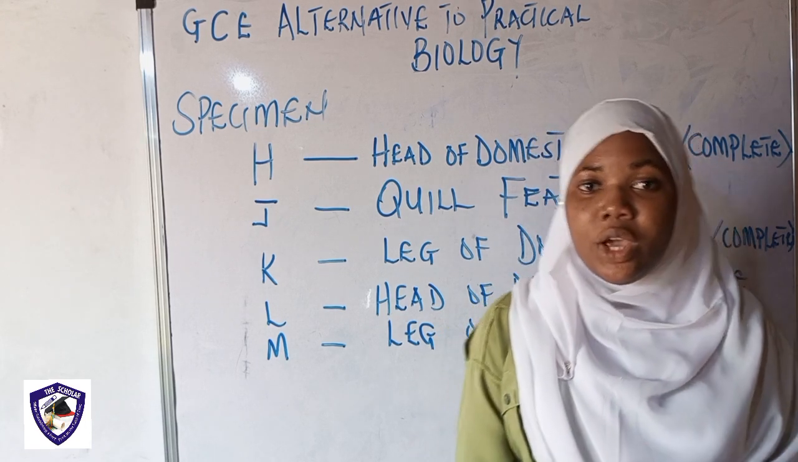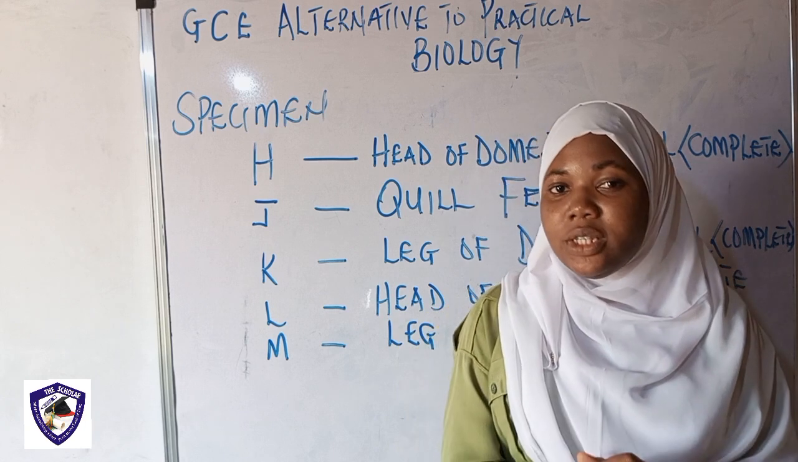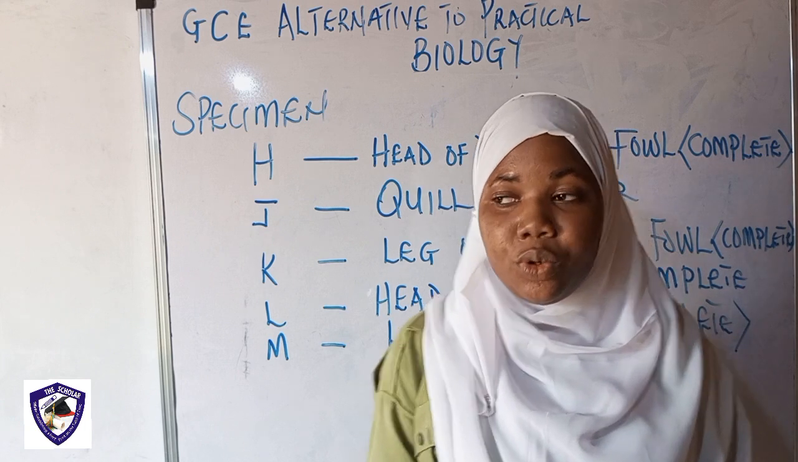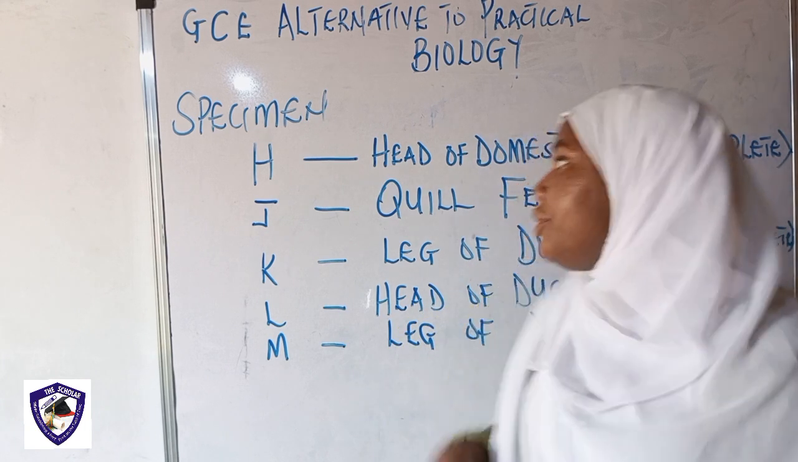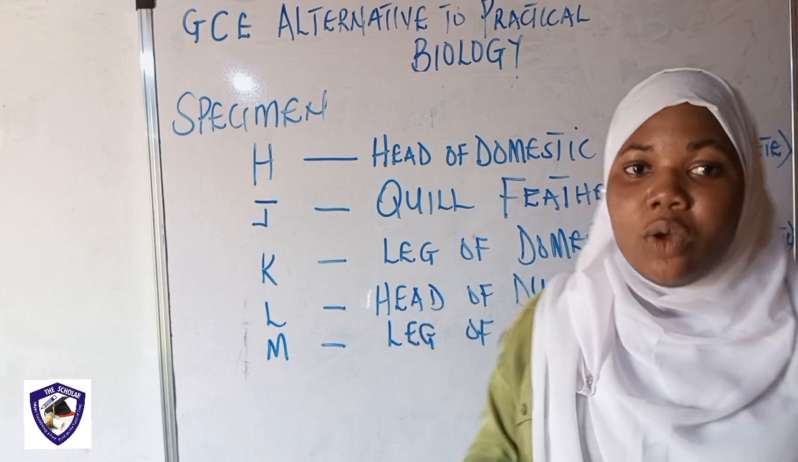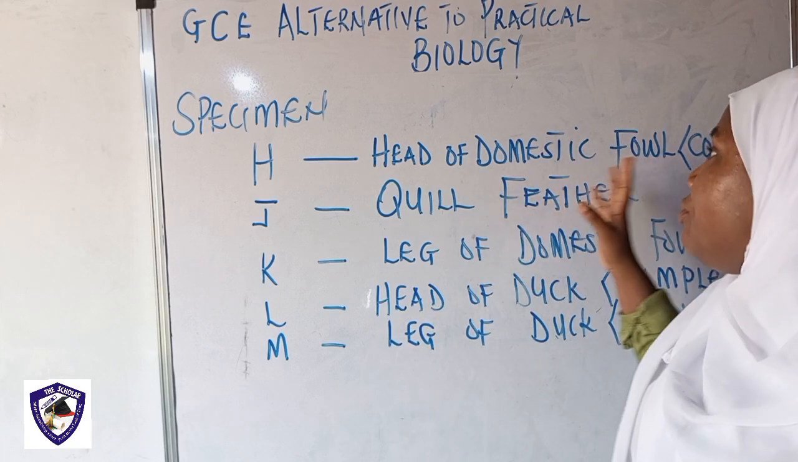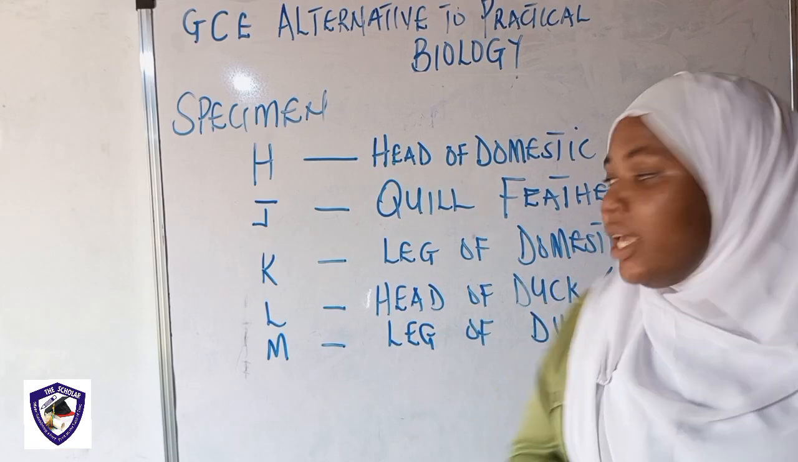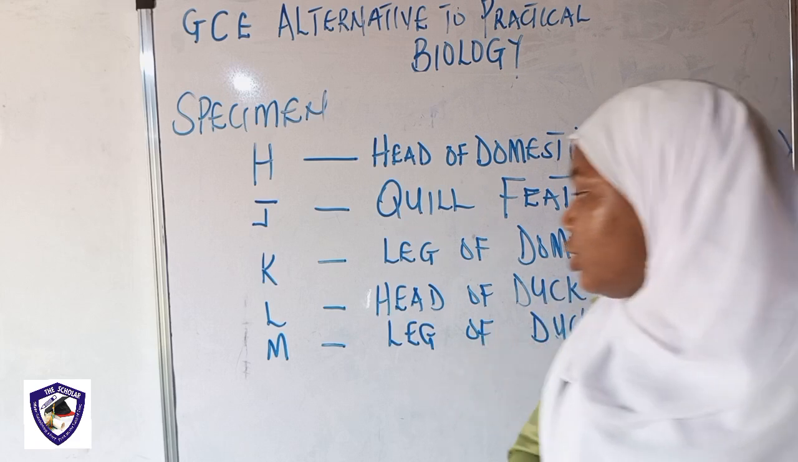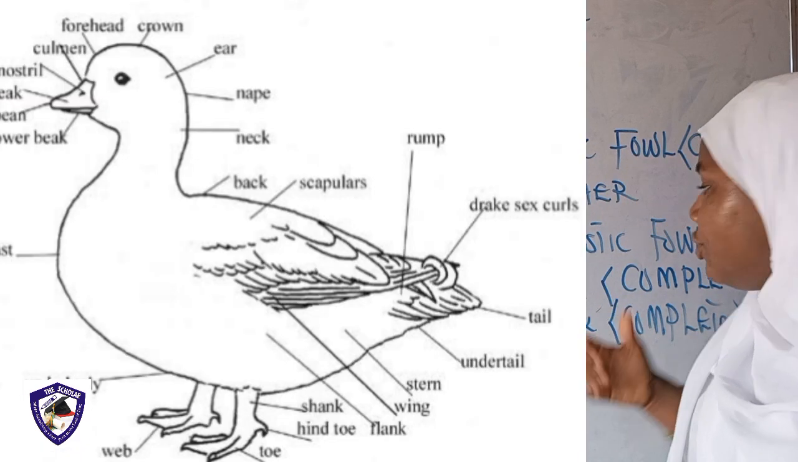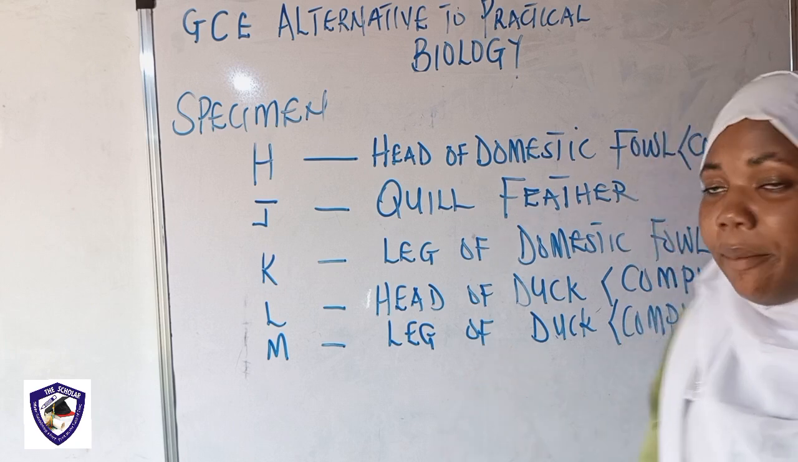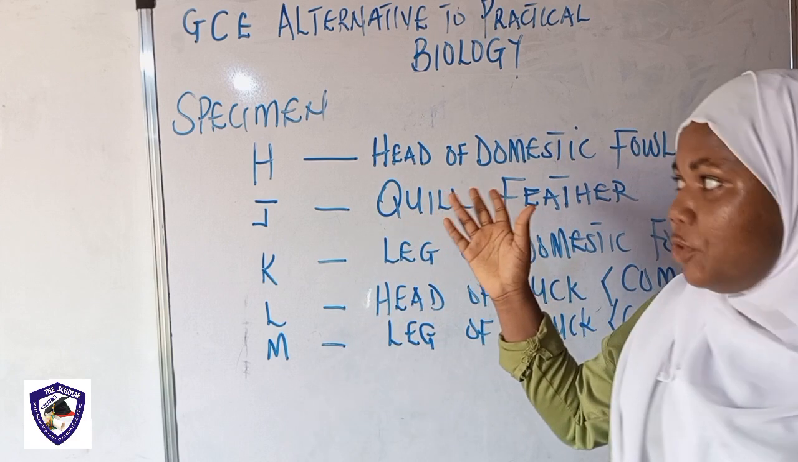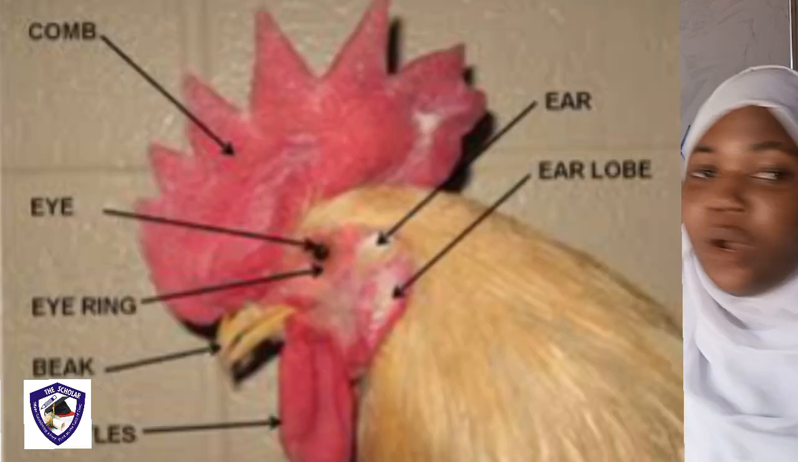We looked at specimen A, which was our weevil damage being sieged, where we looked at the classification of the weevil, the kingdom it belonged to, and so on. Today we'll be treating specimens H, J, K, L, and M. Specimen H is the head of domestic fowl complete. Specimen J is the quail feather. Specimen K is the leg of domestic fowl complete also. Specimen L is the head of duck complete, while specimen M is the leg of our duck also complete. We'll be treating specimen H first.